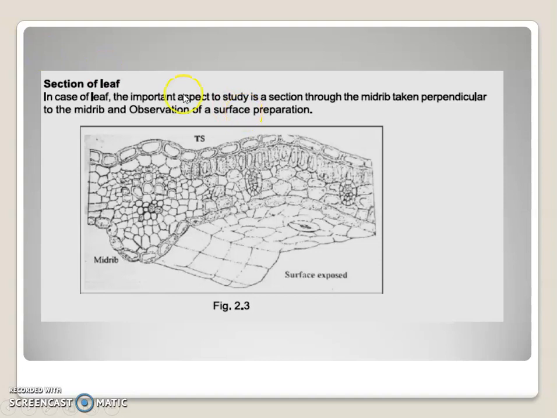Okay, this is a section of a leaf. In the case of a leaf, the important aspect to study is the section through the midrib. It is cut through the midrib, taken perpendicular to the midrib and observed on the surface of preparation. So when you take a section of a leaf from the midrib, it is observed like this in the microscope. This is the surface exposed. This is the midrib portion. It contains the epidermis layer, stomata and vascular bundles. Everything is observed in this TS.